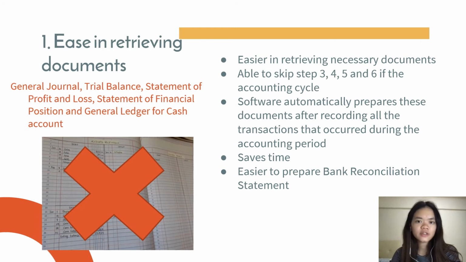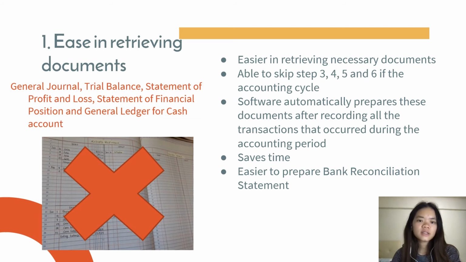By using this software for accounting, we were able to skip step 3, which is the posting of journal entries to general ledger, step 4, which is the preparation of trial balance, step 5, which is the preparation of the financial statements, and step 6, which is the closing of temporary accounts of the accounting cycle, as the software has done these steps and prepared them automatically after we have recorded all the transactions in the transactional journal.